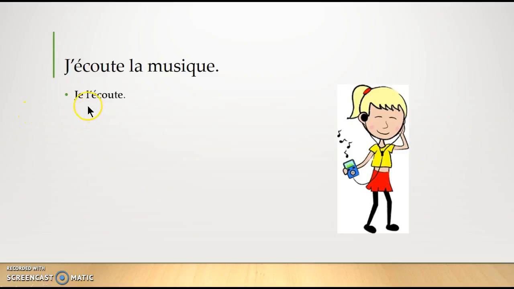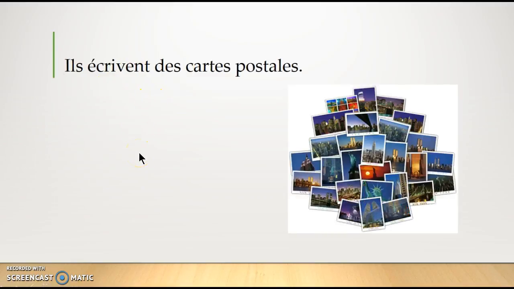So, je l'écoute. So remember here, my verb starts with a vowel. We want it to go in front of the verb, so we change la to l'apostrophe. Ils écrivent des cartes postales. They write postcards. So we've got plural here. Des cartes postales. They write them. You want to say ils les écrivent. Now here this starts with a vowel, but what you need to know is here when we have les, this ends in a consonant. So we are allowed to put this next to the vowel sound. So there's no change made to les before a vowel.